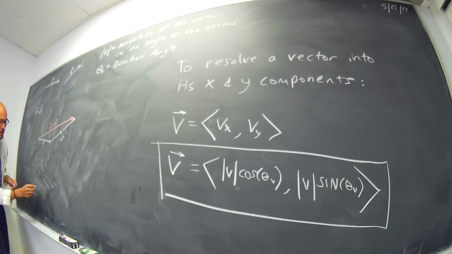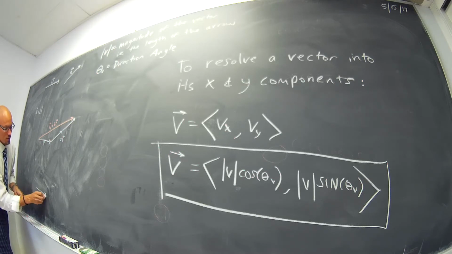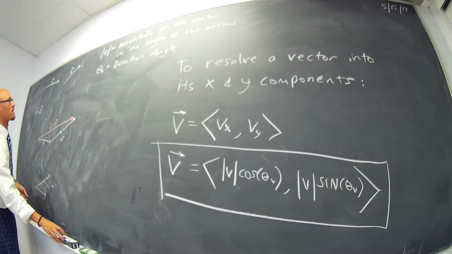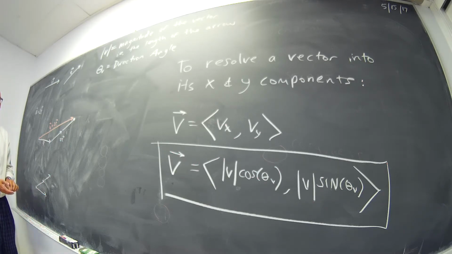Because some people will try to do u plus 2t like this, but that doesn't make any sense to me. So you have to follow the arrow. Yeah, follow the arrow. That's what the arrow is for. Follow it. So yeah, follow the arrow. That's how you add them.